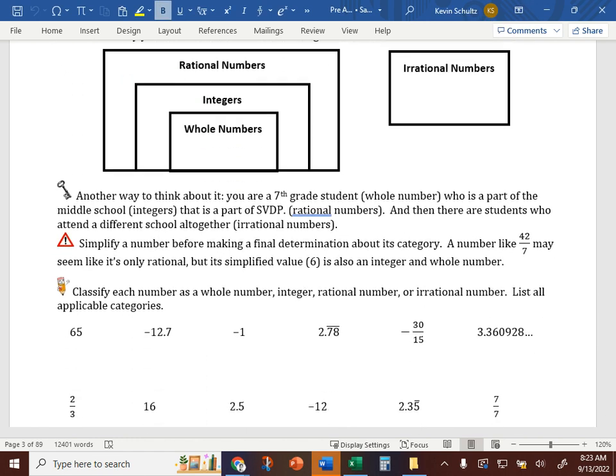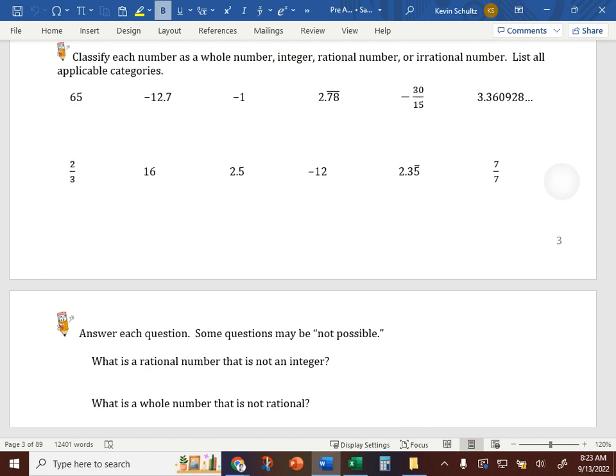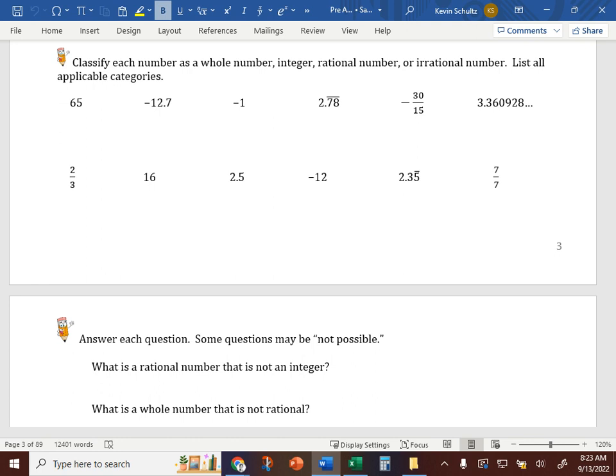Okay, practice. Mr. Happy Pencil. So this is going to be your homework where we don't finish in class here. We've got about 7 minutes or so remaining. It says classify each number as a whole number, integer, rational number, or irrational. List all applicable categories. So a number like 65, what category or categories does that fall into?